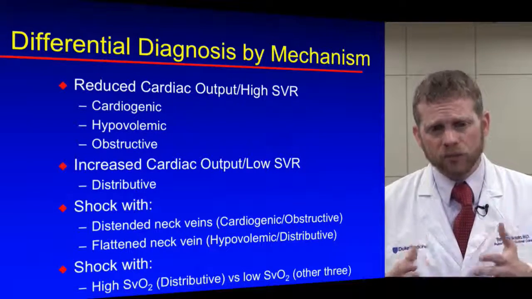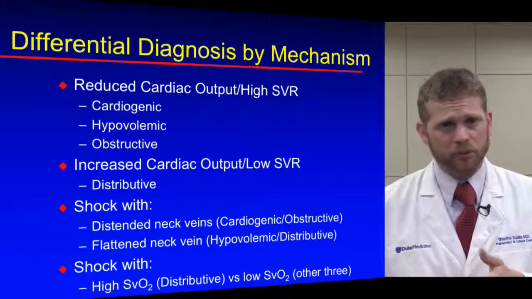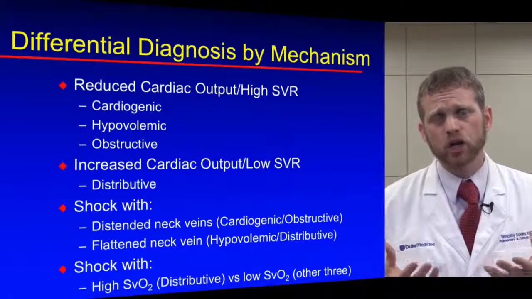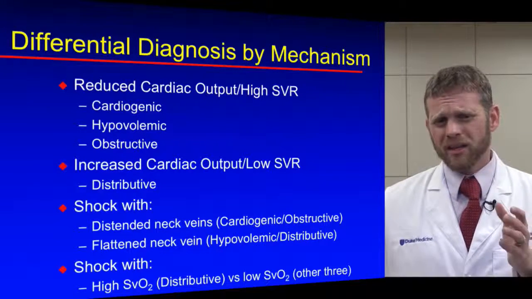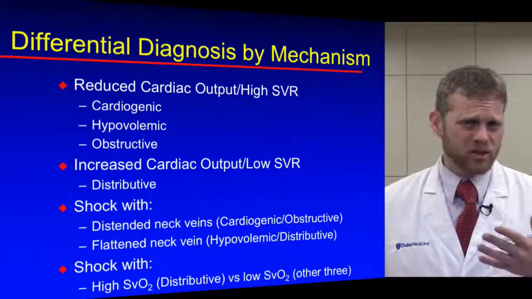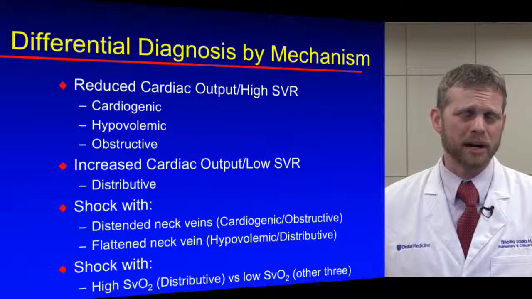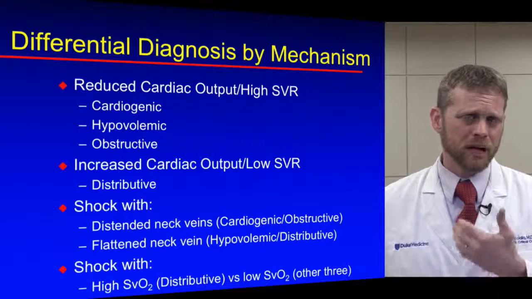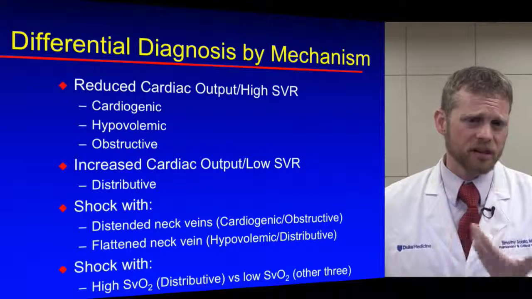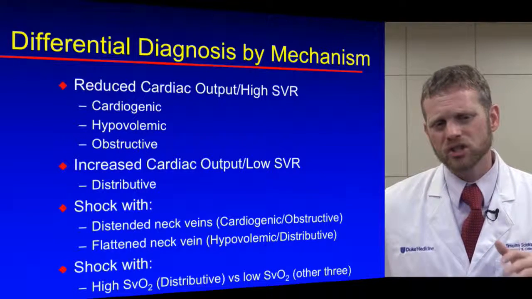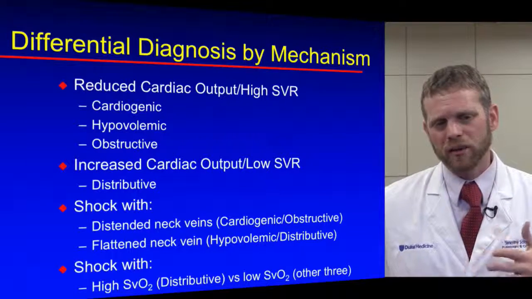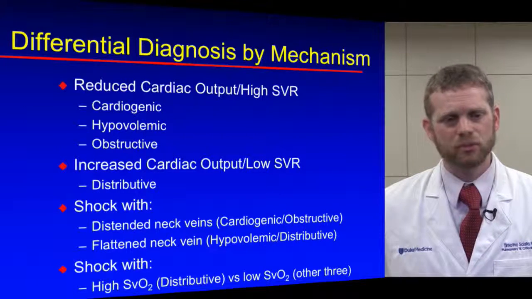Whereas in the other three forms of shock, cardiogenic, hypovolemic, and obstructive shock, you're going to see a low central venous saturation. This central venous saturation is best sampled from an upper extremity central line, specifically in the SVC. Although you can use a femoral line, you're going to probably end up with lower central venous sats if you sample that.